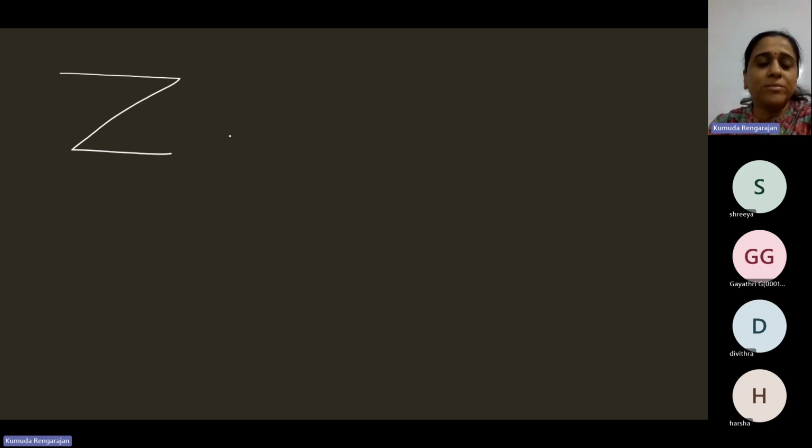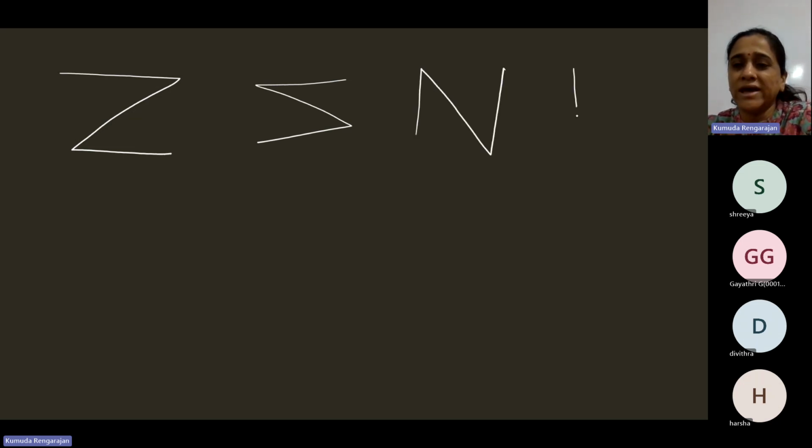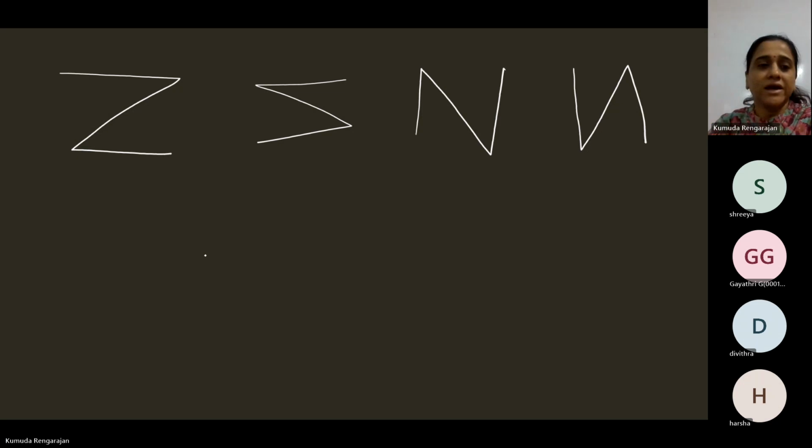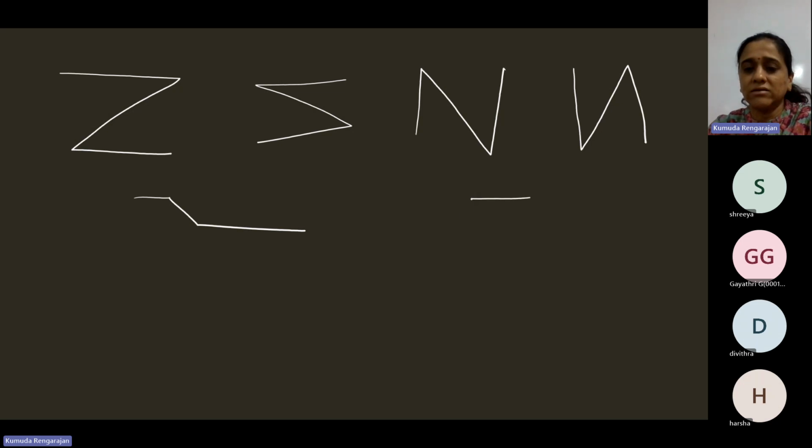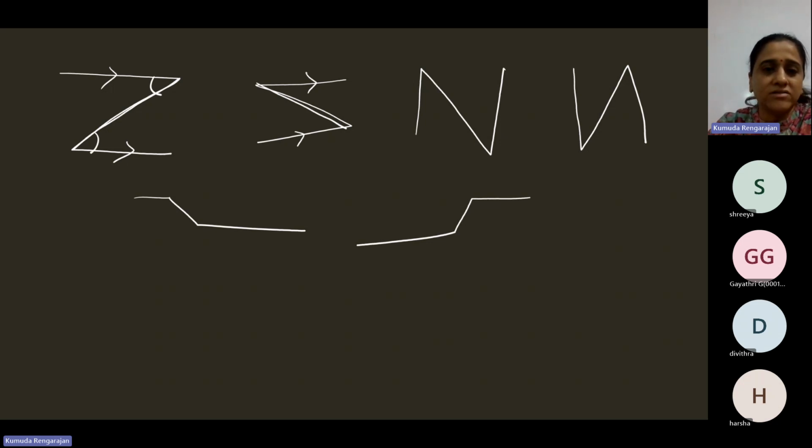Now, how do we identify alternate angles? Alternate angles are always formed in a Z formation like this, or an N or reverse N, whatever you call it. It need not be a perfect Z. It can be like this also. Here this line should be parallel to this line, and this is the transversal. So these are alternate interior angles.